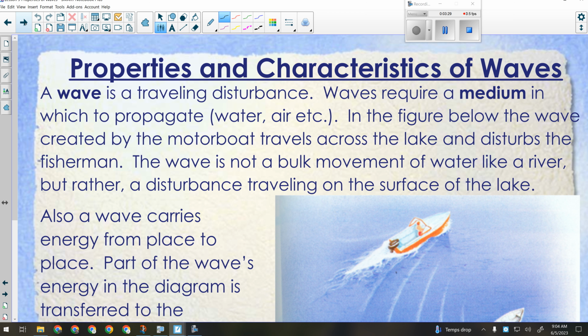So a wave, like we said, is a traveling disturbance, and a wave requires a medium, with the exception of light, in which to travel. That could be water, it could be air, it could be wood, it could be steel, as long as there's something that can oscillate, some matter that can bounce back and forth or whatever.